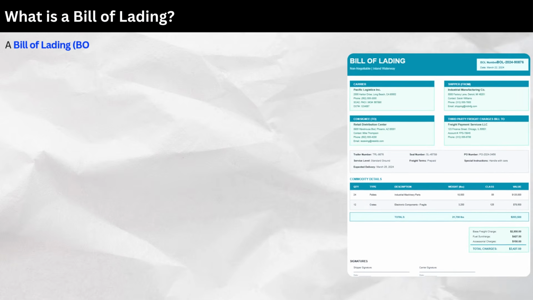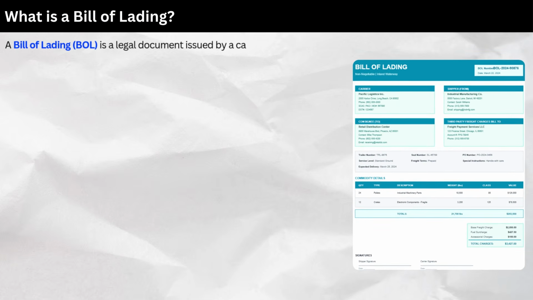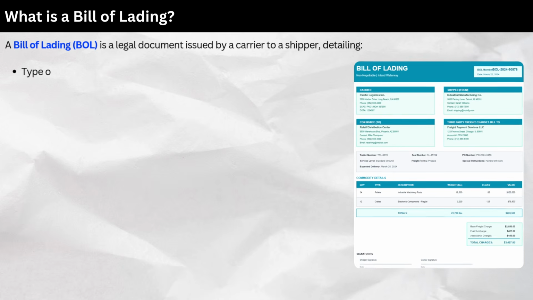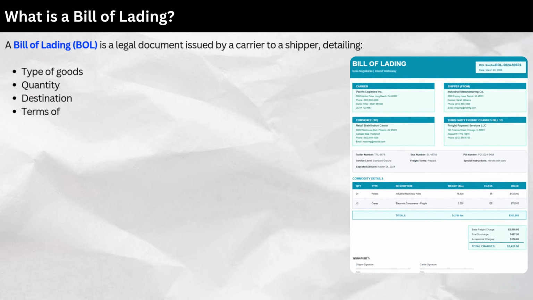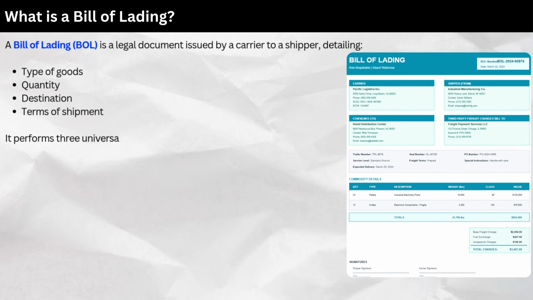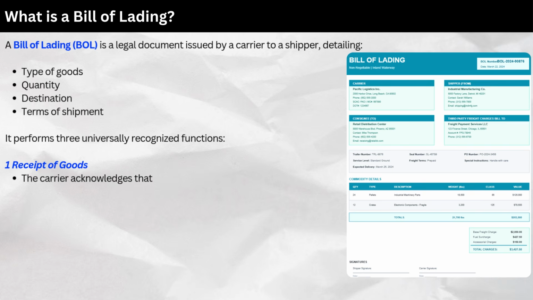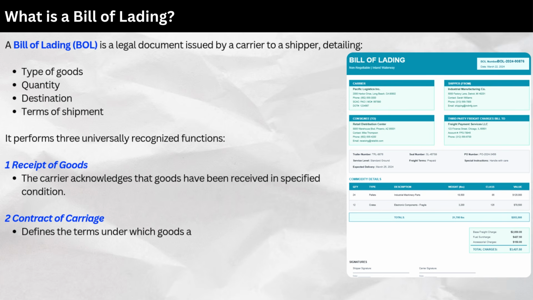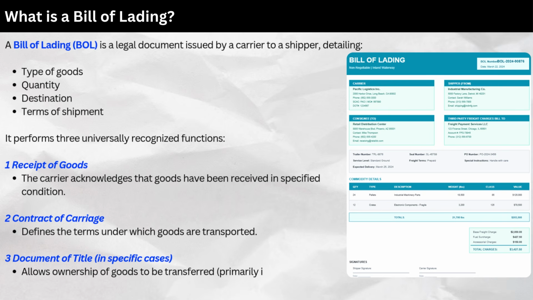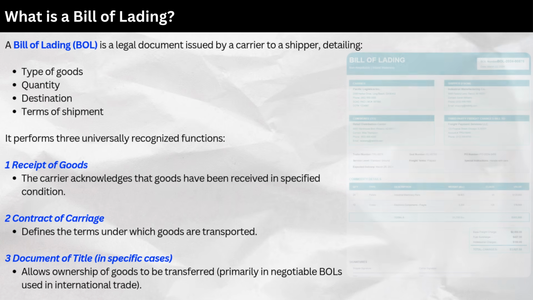A bill of lading, BOL, is a legal document issued by a carrier to a shipper, detailing type of goods, quantity, destination, and terms of shipment. It performs three universally recognized functions. 1. Receipt of goods. The carrier acknowledges that goods have been received in specified condition. 2. Contract of carriage. Defines the terms under which goods are transported. 3. Document of title, in specific cases. Allows ownership of goods to be transferred, primarily in negotiable BOLs used in international trade.